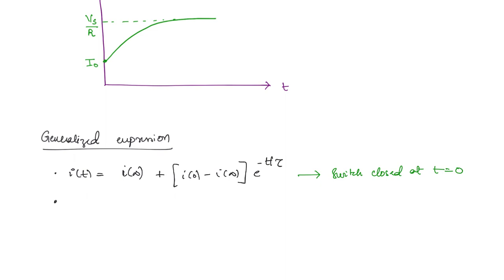Then what about if the switch is closed at t is equal to t naught? In that case, it will be I of infinity plus I of t naught minus I of infinity into e to the power, here again, minus t minus t naught divided by tau. So, this is when the switch is closed at t is equal to t naught.